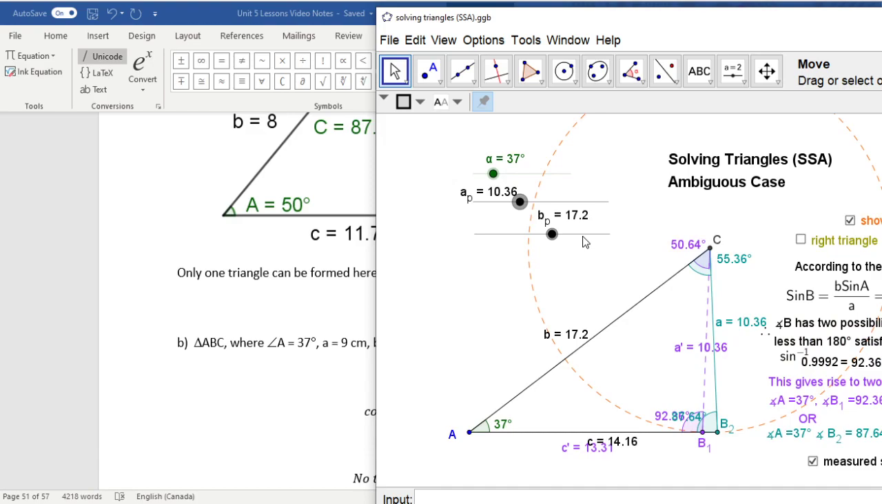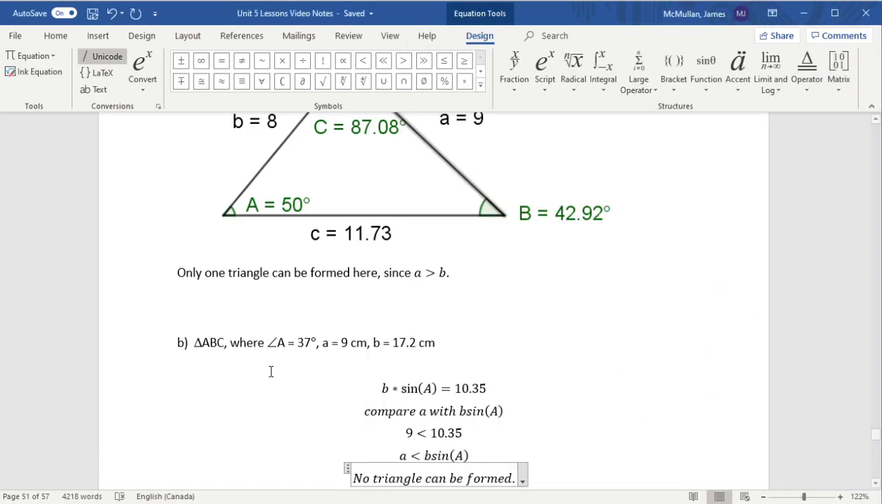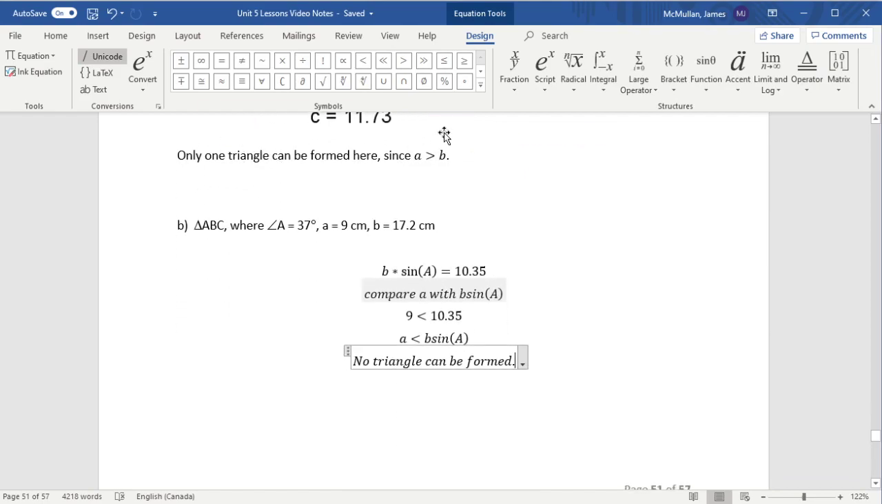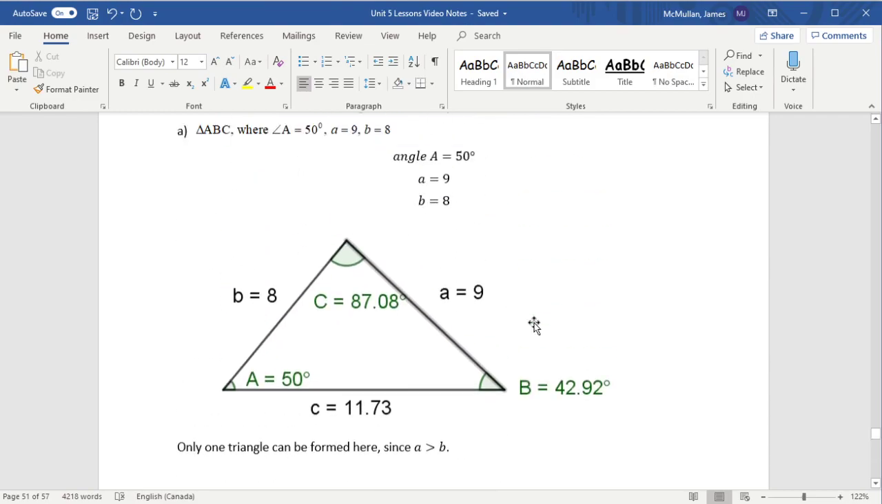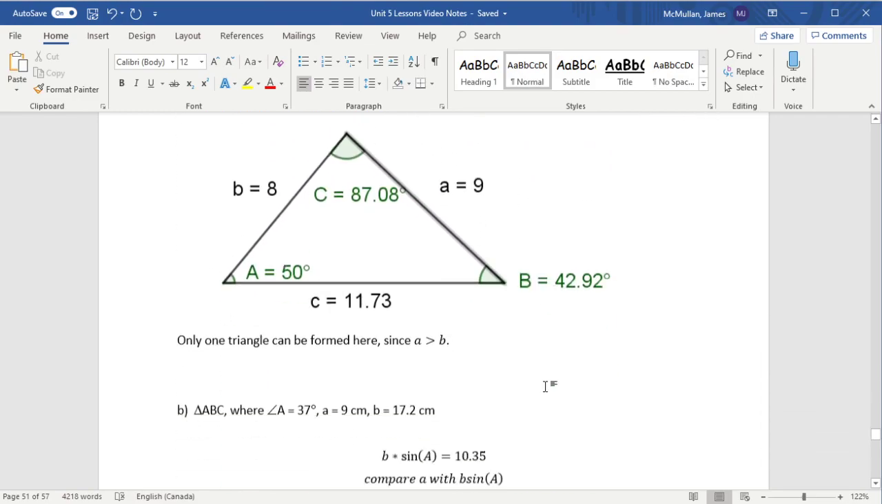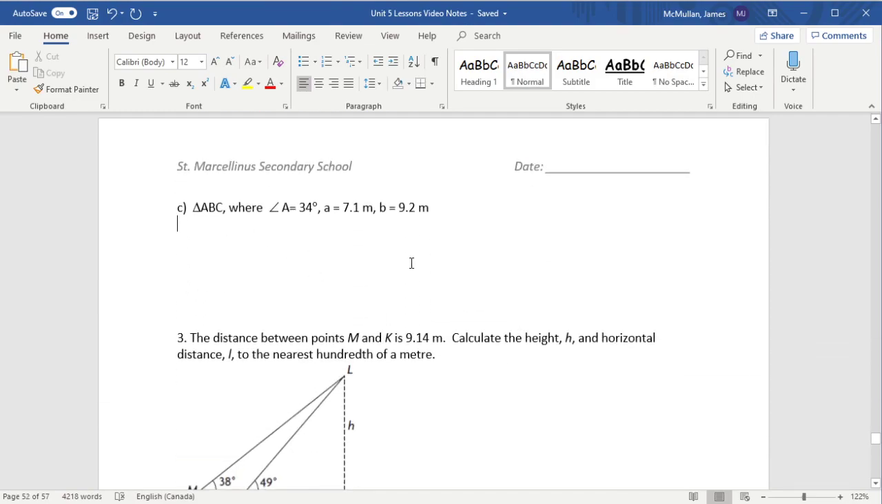Slightly big enough. So this is too short, and this is a really easy question. As long as you know your formula, you show me this, you say no triangle can be formed. There's nothing you can draw, so you can't really label it. Okay? The last one is going to be the ambiguous case.